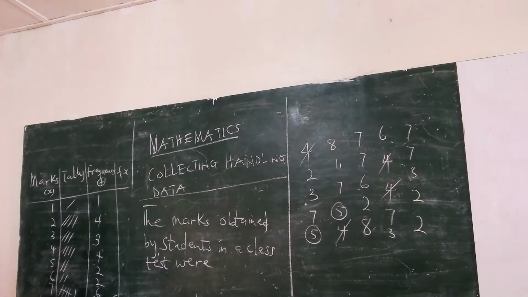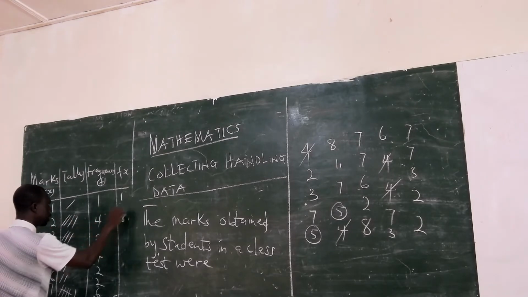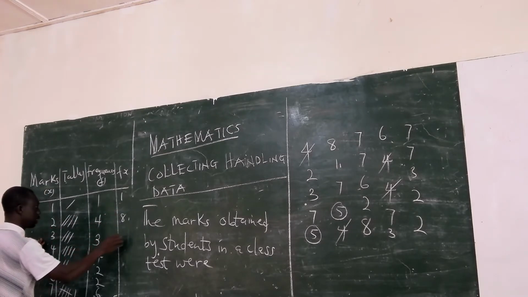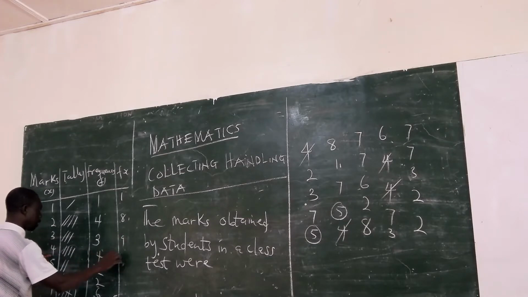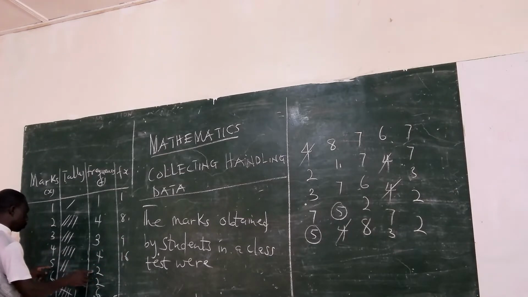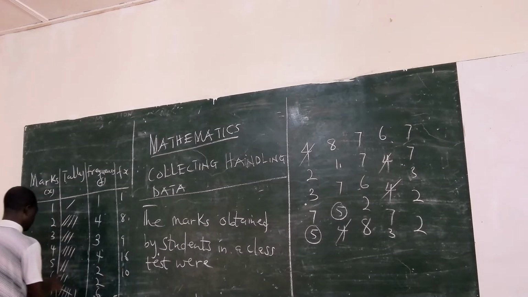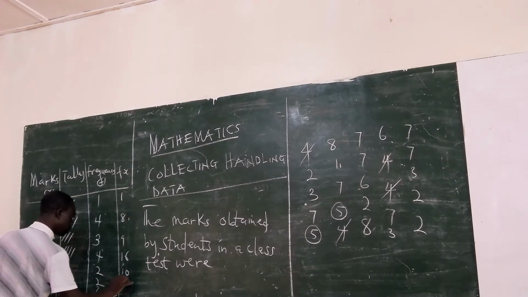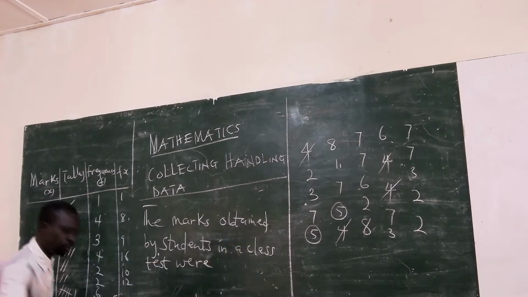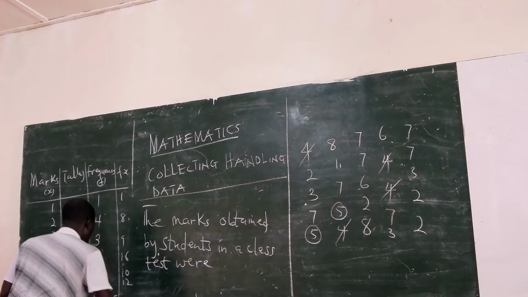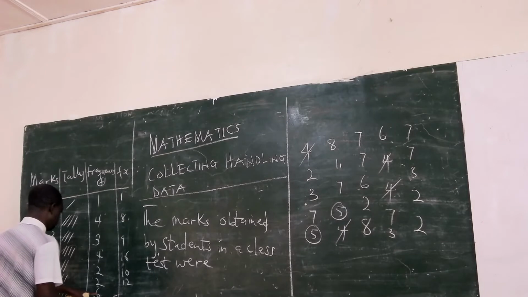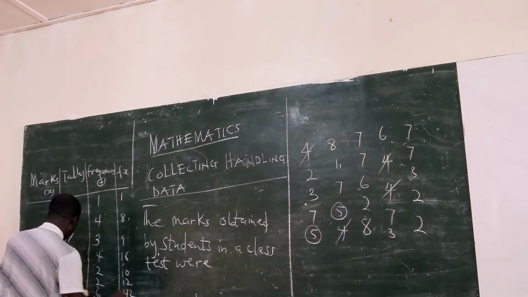To get the Fx, multiply the class value by the frequency, right? So that's 1 times 1. That will give us 1. 2 times 4 will give us 8. 3 times 3 will give us 9. 4 times 4 will give us 16. 5 times 2 is 10. And 6 times 2 is 12. 7 times 6 is 42. And the last one, 8 times 2 is 16.